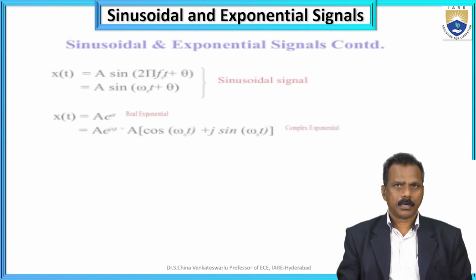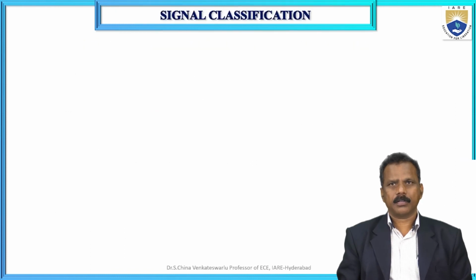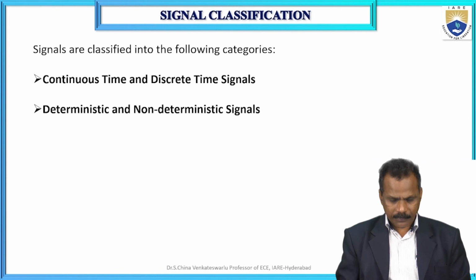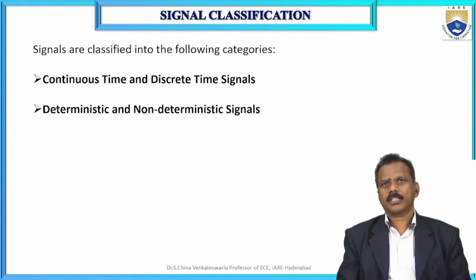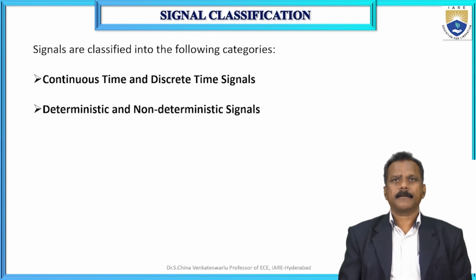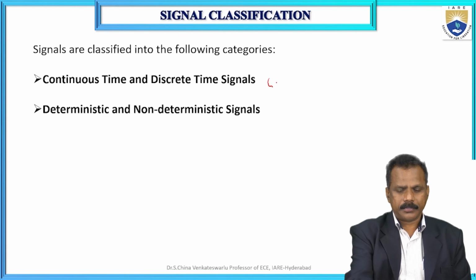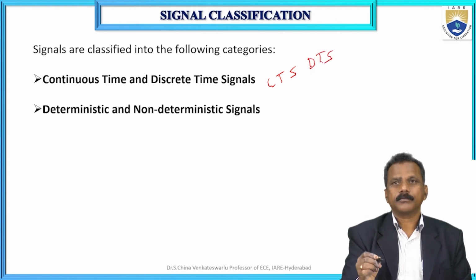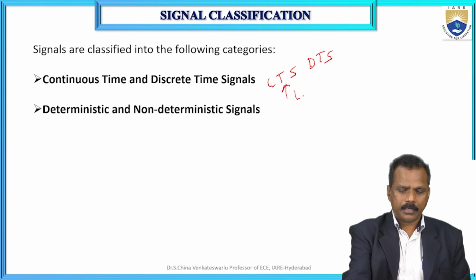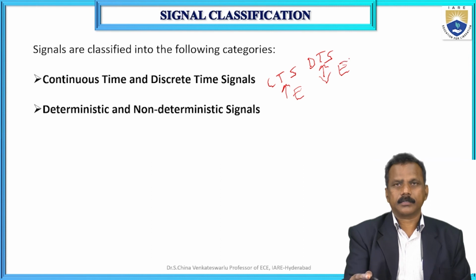These are the elementary signals we have already seen, sinusoidal and exponential, which everybody knows. The signal classification is involved in estimating the elementary signals. Signals are classified into two categories, as we just discussed: continuous time signals and discrete time signals. Here also we require the elementary signals, and the signals vary with these elementary signals.